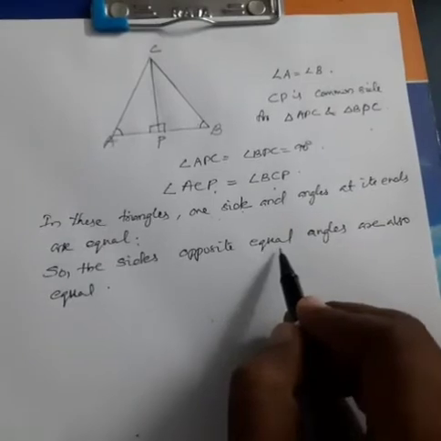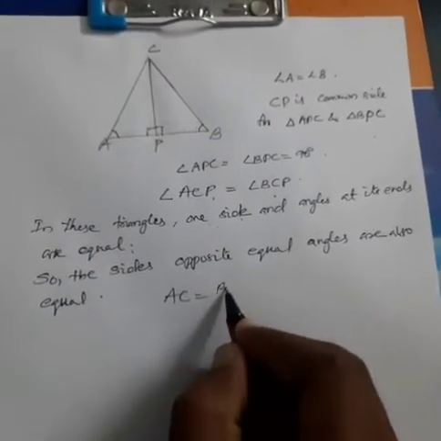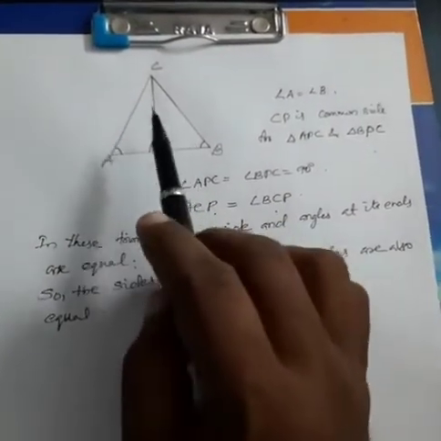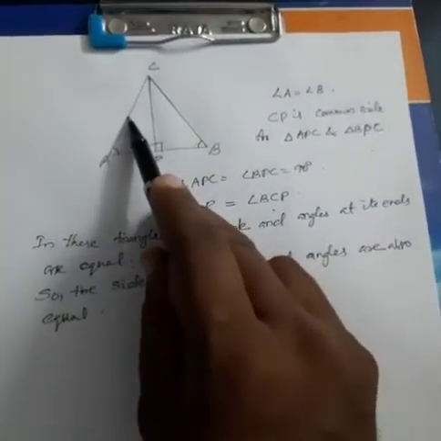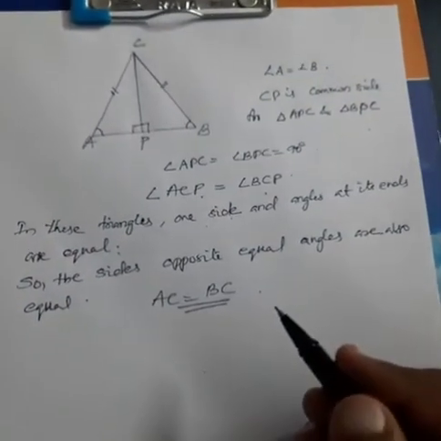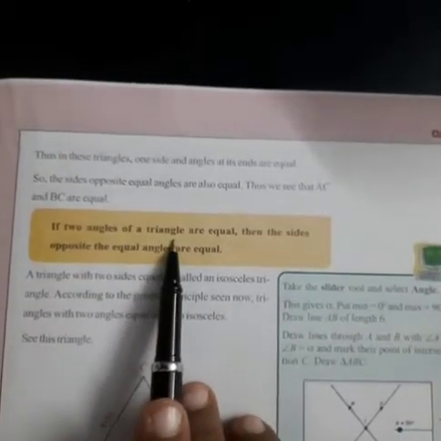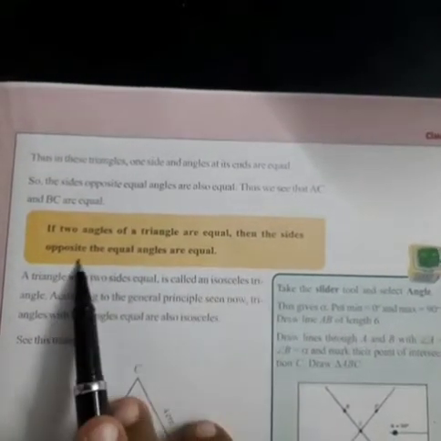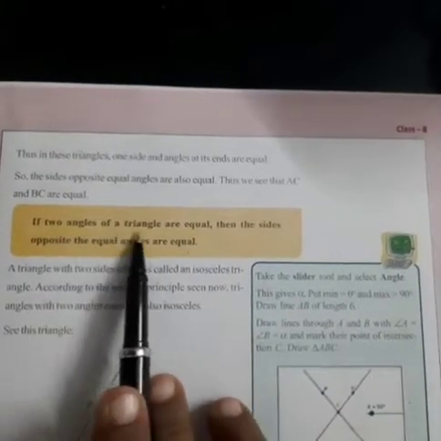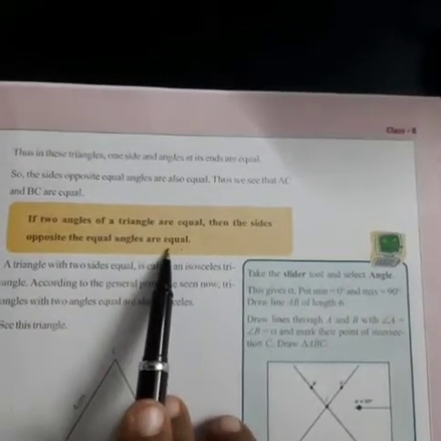So sides opposite to equal angles are also equal. So you can write AC is equal to BC. Here two angles and the sides at its ends are equal, so the third sides are also equal. So these two sides are also equal. So this is the general principle. If two angles of a triangle are equal, then the sides opposite to equal angles are also equal.